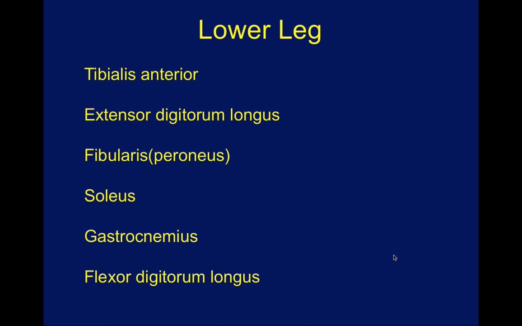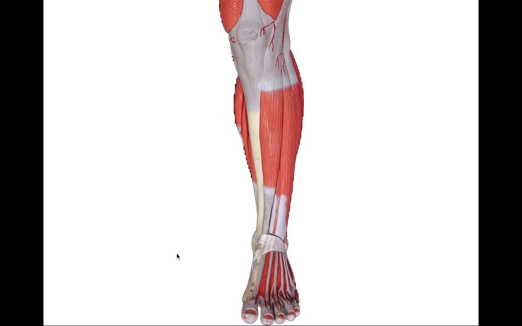The last group of muscles that you will be responsible for are the muscles of the lower leg. There are 6 muscles below the knee that we'll be focusing on, and they are the tibialis anterior muscle, the extensor digitorum longus, the fibularis, also known as the peroneus muscle, the soleus, the gastrocnemius, and the flexor digitorum longus muscle. So let's jump right into identifying these muscles.